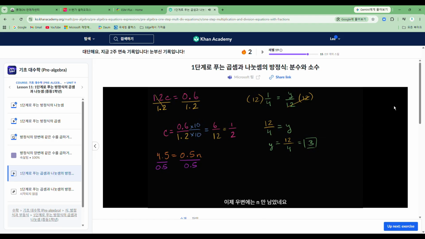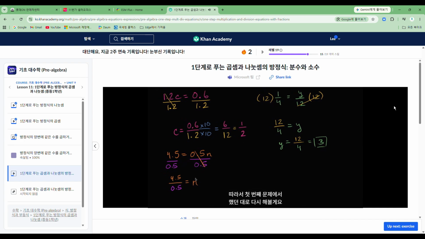So on the left-hand side, I have 4.5 over 0.5. I don't want to skip too many steps. 4.5 over 0.5 is equal to n, because when you have 0.5 divided by 0.5, you're just left with an n over here. So what is n equal to? Well, 4.5 divided by 0.5. There's a couple of ways to view that. You could view this as 45 tenths divided by 5 tenths, which would tell you that's just going to be 9.